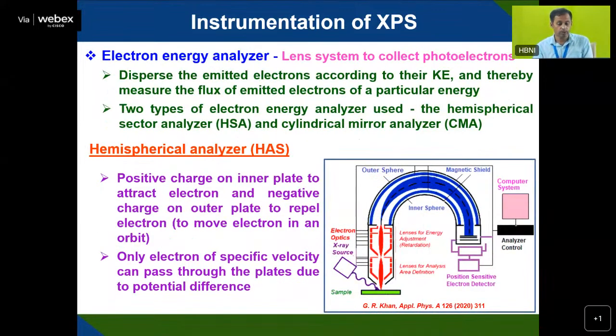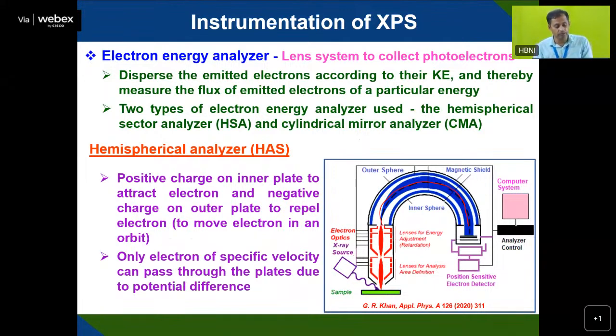Then when X-ray falls on the material, the photoelectron comes out. It has to be monitored by a detector, the electron energy analyzer, with a lens system to collect the photoelectrons. They collect and disperse these emitted electrons according to their kinetic energy, thereby measuring the flux of emitted electrons at a particular energy. Here two types of electron analyzer are available. One is the hemispherical analyzer, HSA, and you have the cylindrical mirror analyzer, which is called CMA.